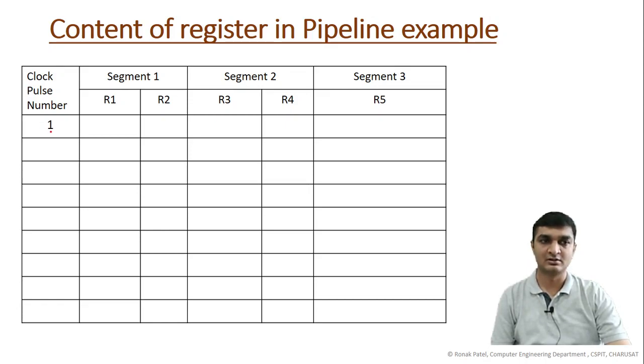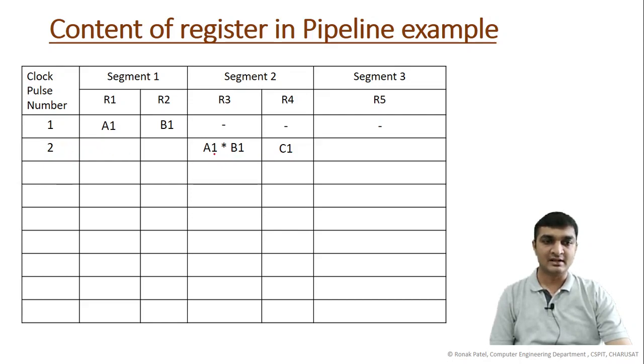So at the first clock pulse, what happened? The values of A1 and B1 will be stored into R1 and R2, right? Then in segment 2 and segment 3 there will be no activity right now. At the second clock pulse, you have loaded the values of A1 and B1 into R1 and R2. So in the next phase, segment 2 will perform the multiplication of R1 and R2, meaning A1 and B1, and at the same time it will load the value of C1 into R4, right, at the second clock pulse.